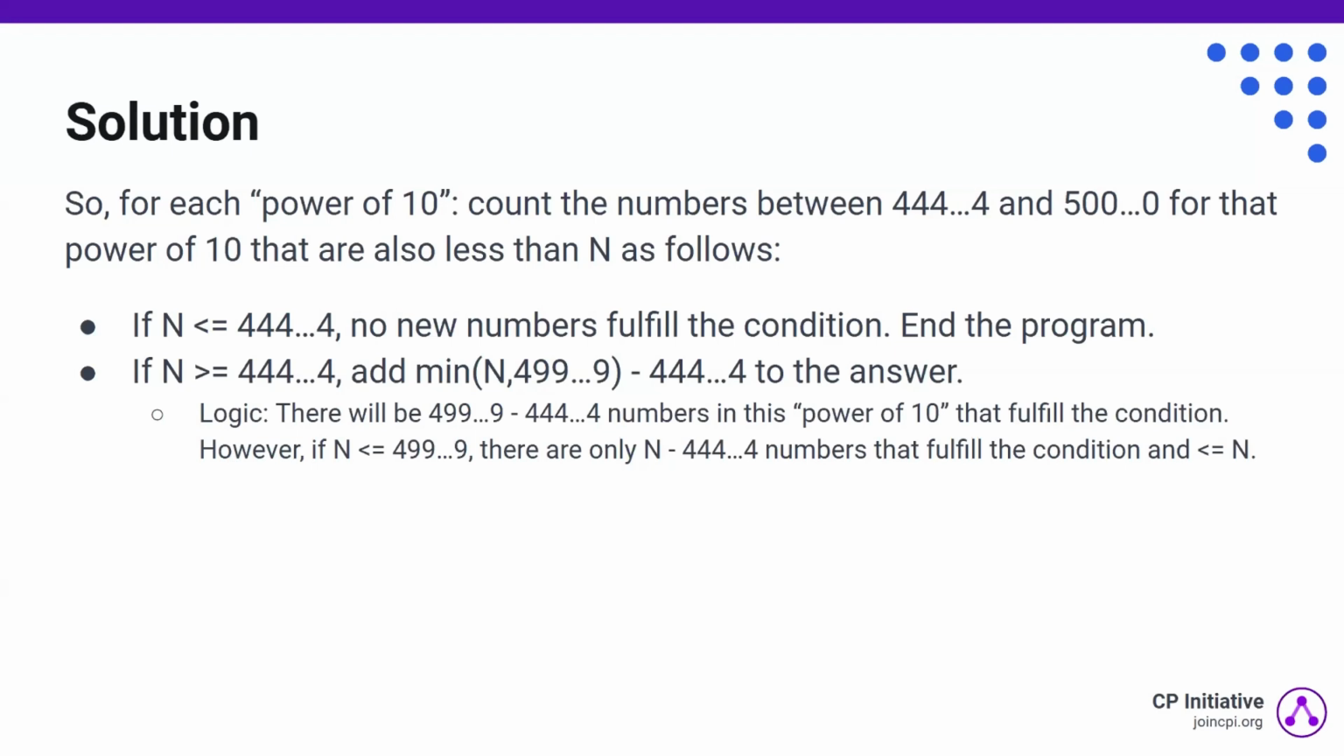Otherwise, if n is greater than that number, then you add the minimum of n and 49999, minus 44444, to the answer. The logic is that for this digit length, this power of 10, there are 49999 minus 44444 numbers that fulfill the condition. But you also want to make sure that they're less than n. So if n is less than 49999, then you do n minus 44444 and so on. Does anyone have any questions on this logic?